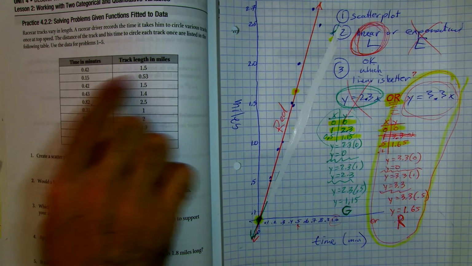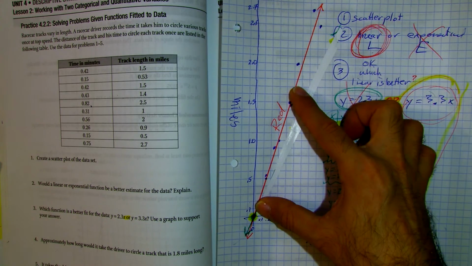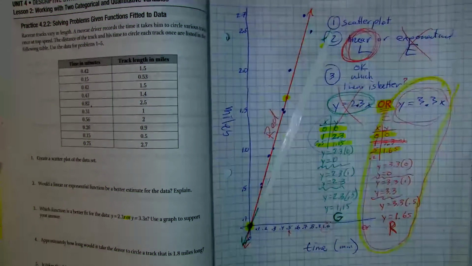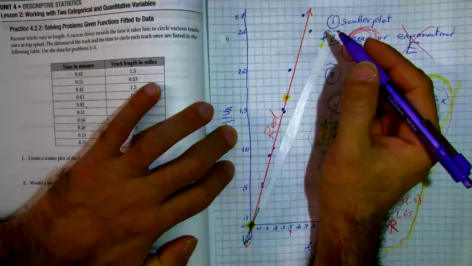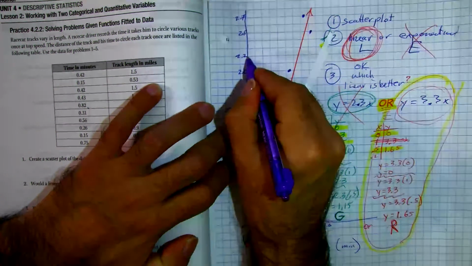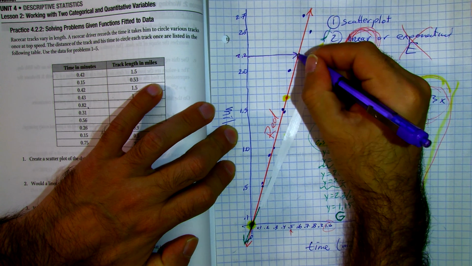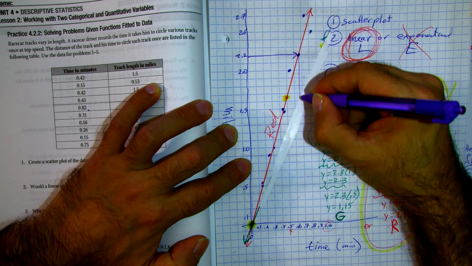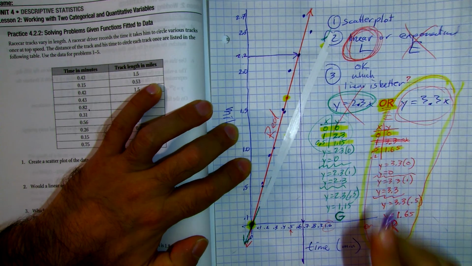So for instance, if I wanted to see how long it takes this guy to drive 2.2 miles on a track, what I have to do is go over to where it hits the function. This function tells me how fast it's going to go, because look what I'm going to do now. I'm going to go down. It's going to take about 0.65 minutes. To go 2.2 miles, you hit the function, go down to see how long it's going to take.